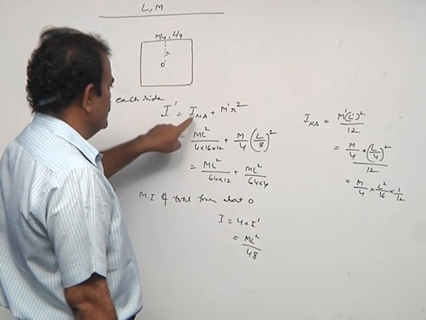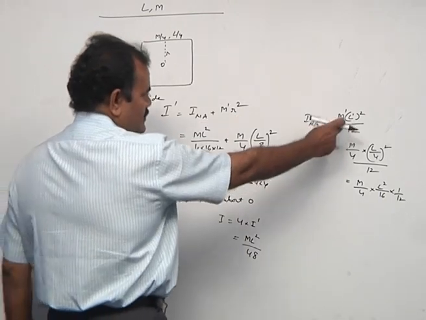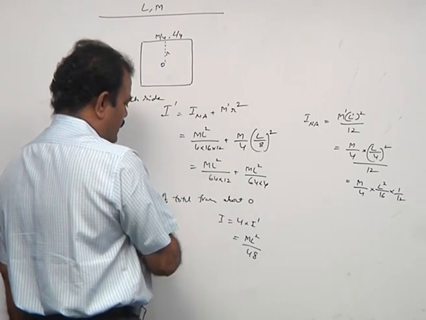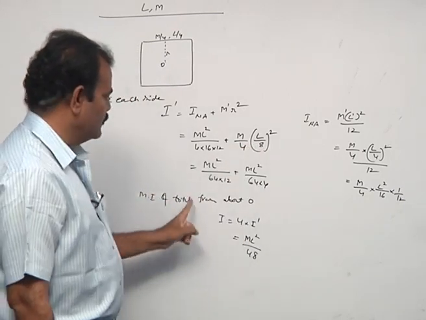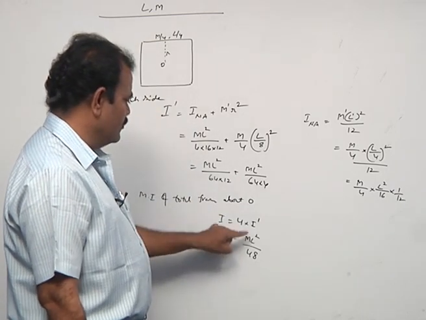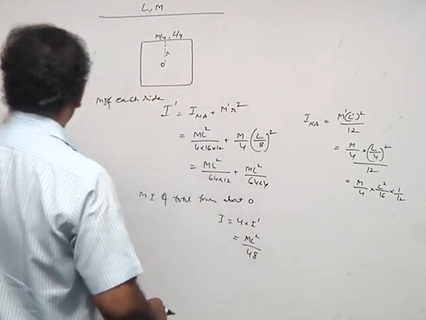In that case I dash is equal to I_NA plus m dash r square, and this was the formula that you have to apply. And again after getting this one you have to apply it here. Then this is the moment of inertia of the total frame about O. This is for one side, and for the total 4 sides it is this much, that is ml square by 48. Okay, now this problem is completed.